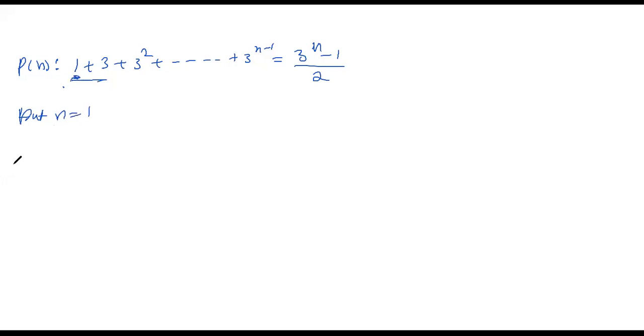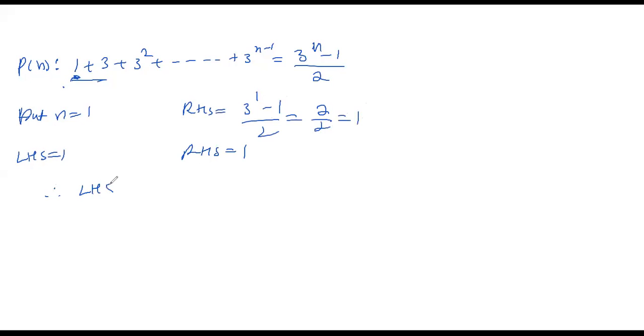What is the first term here? LHS is equal to 1. RHS will be 3 power 1 minus 1 by 2. It means 3 minus 1 is 2, 2 by 2 will be 1. So RHS is equal to 1. Both are equal to 1, therefore LHS is equal to RHS. What is the conclusion? Therefore, P of n is true for n is equal to 1.